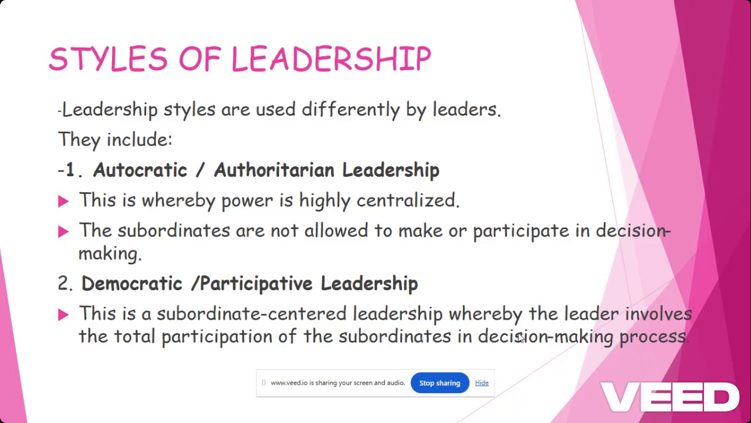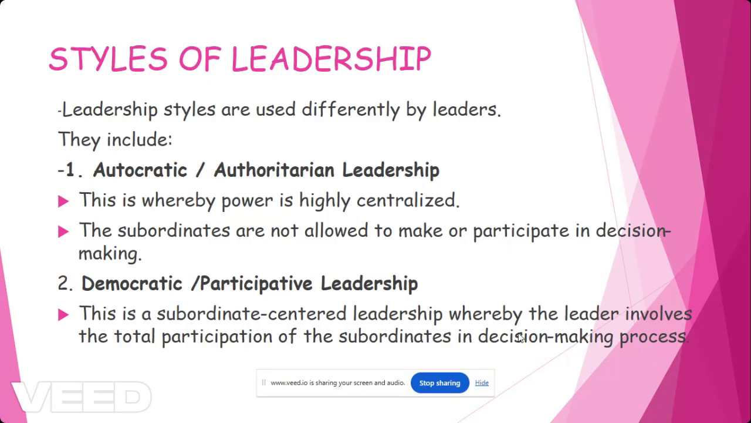So we now move to the leadership styles that are used by leaders in different organizations. The first one is autocratic or authoritarian. This is where power is centralized, coming from one place. Subordinates are not allowed to take part in any decision making process or be involved in any bigger decisions made in that organization. So it's purely the leader rather than involving the subordinates.